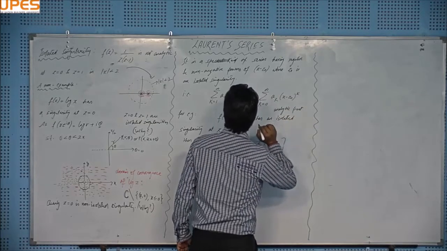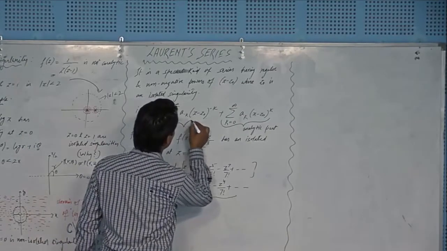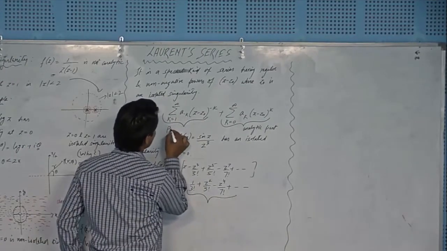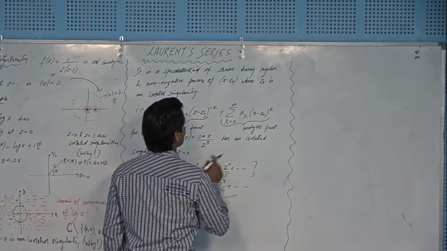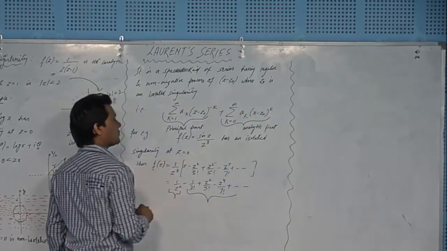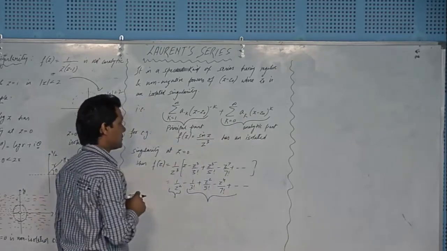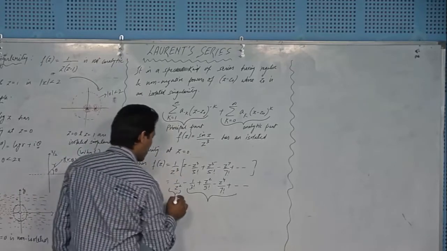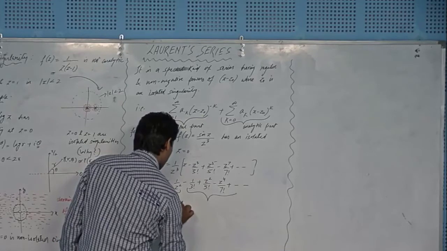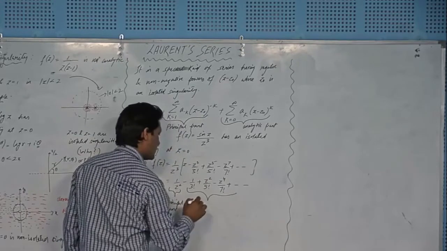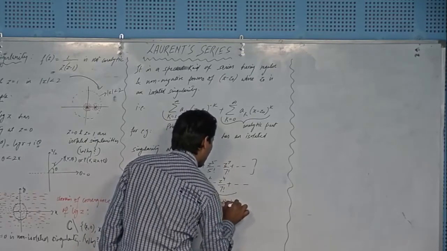Right, and this is called principal part, right? So the positive powers, or you can say the non-negative powers, this part is called analytic part, and this is principal part, right? So similar to this one, this is your principal part and this is your analytic part, right? Fine.